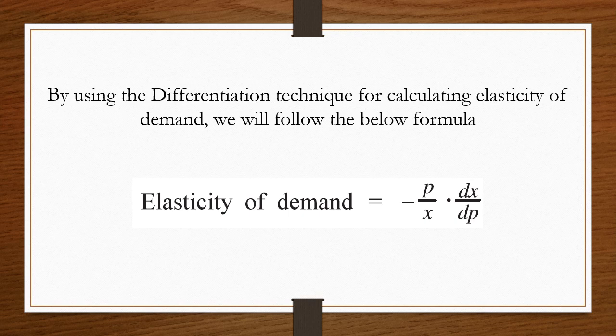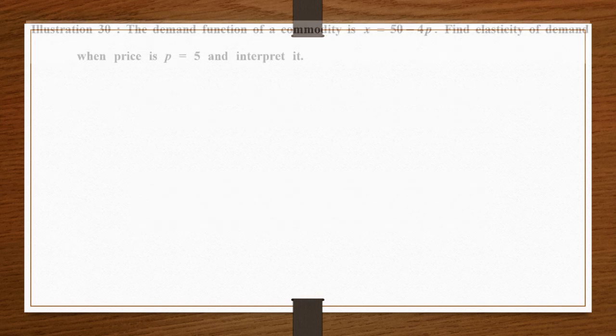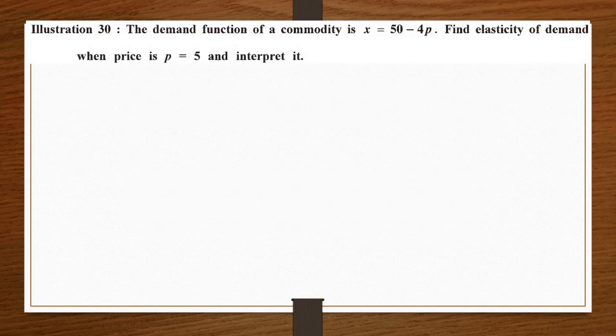Let us check one or two illustrations so that we can get it more clear. Okay, we will take one illustration. Illustration 30: the demand function of a commodity is x is equal to 50 minus 4p. So here function is x, variable is p. We have to find the elasticity of demand when price p is equal to 5, and then we have to interpret it. Okay, what we are going to do, we are going to write down the demand function first, x is equal to 50 minus 4p.